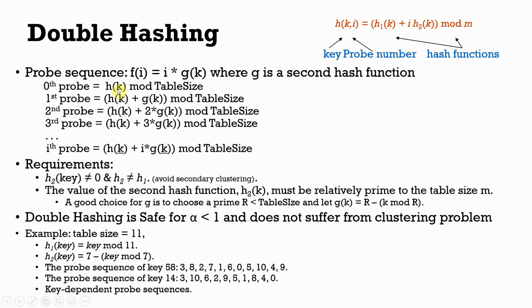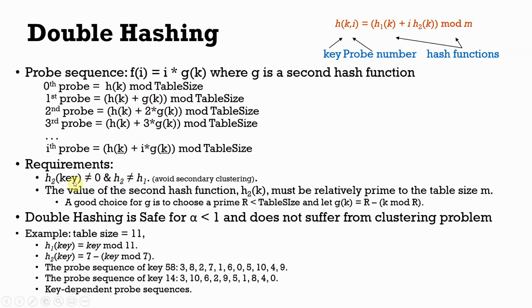So h of k provides us the first location, right? If that is empty, we insert the data there, that's going to be in the 0th probe. If it's not, to find the probing sequence, we use a secondary hash function, so g of k. Then this is going to give us the next location, and then just multiples of that are going to give us the next probes.